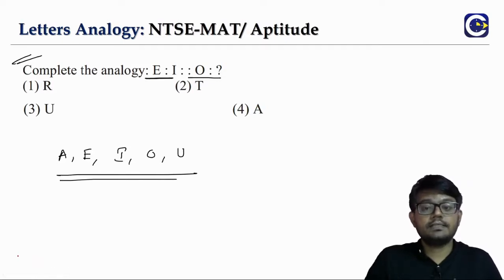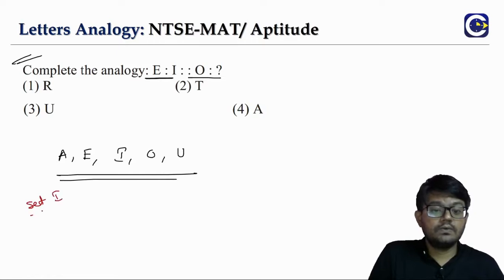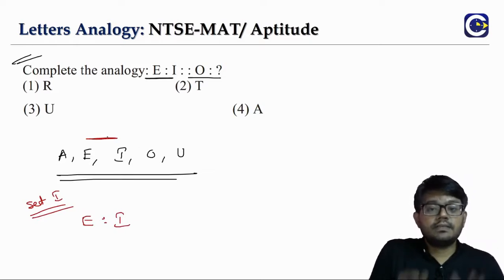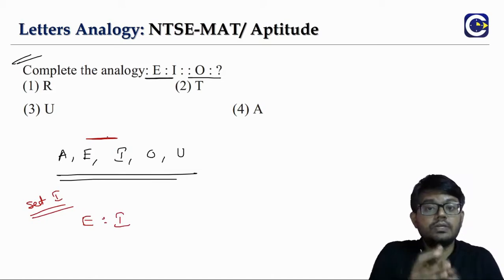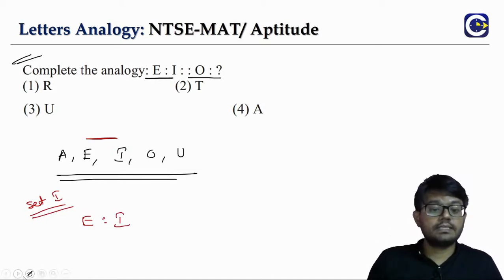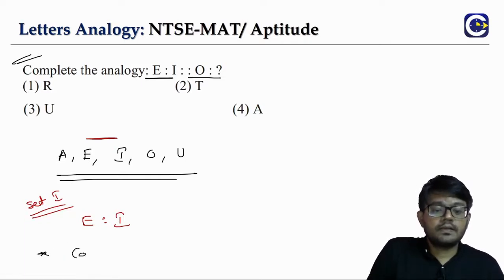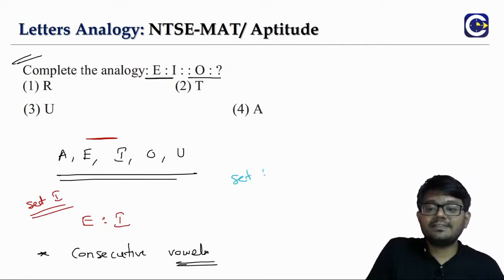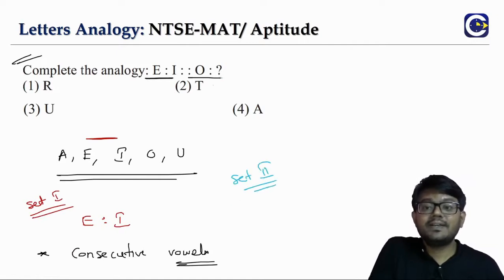Now look at set 1. What is set 1? E and I means the vowels that are coming consecutively. So let us write down the relation. The relation is consecutive vowels. We have to apply the same logic. Shall we do that? So on set 2, if we choose the same logic, what is set 2?